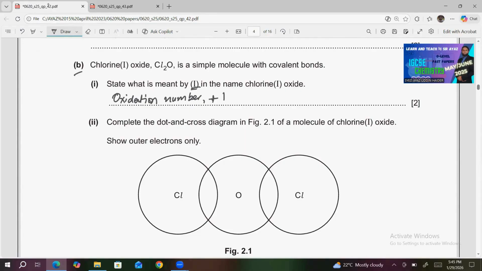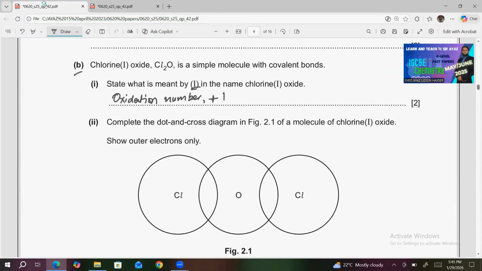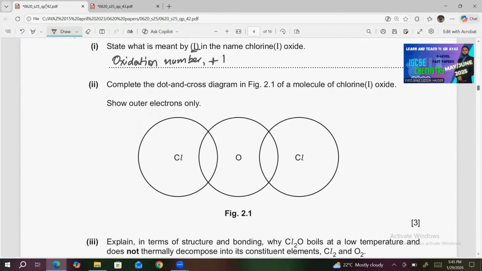Number 2, complete the dot and cross diagram in figure 2.1 of a molecule of chlorine 1 oxide. Show outer electrons only. Now, where's chlorine? Here's chlorine. Chlorine is in group 7, which means it has 7 valence electrons. What about oxygen? Oxygen contains 6 valence electrons. 7 valence electrons for chlorine means it needs 1 electron to complete its valence shell, and 6 electrons for oxygen means it needs 2 electrons to complete its valence shell. So the oxygen atom will share 1 electron each with these chlorine atoms.